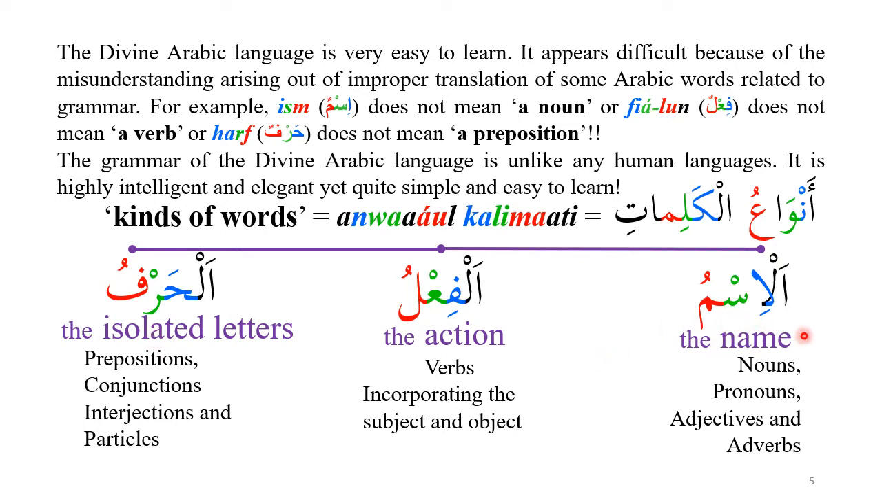Many grammar books on Arabic describe the ism as noun. Actually, this is incorrect. Ism means noun, pronouns, adjective, and adverbs. Similarly, the fi'al doesn't mean really verb. The fi'al means actions where it incorporates the subject and object as pronoun, and then the harf doesn't really mean preposition. It means preposition, conjunction, interjection, and another important thing, the particles.